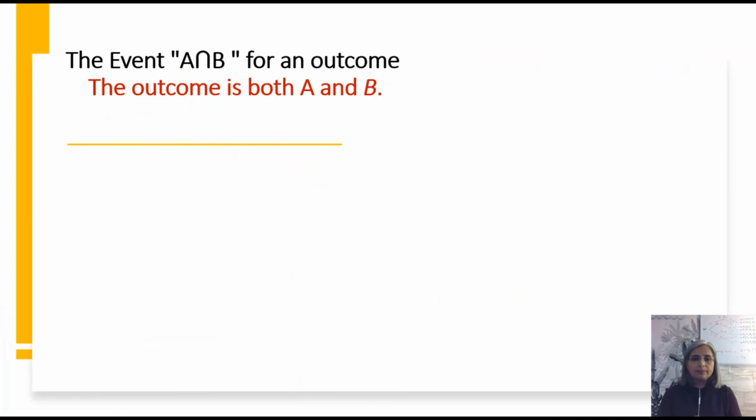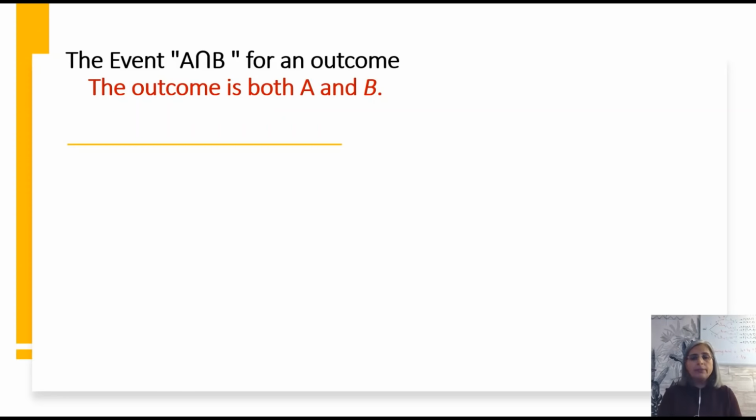And then we talk about the opposite of the union event, that is called the intersection event, A intersection B, for an outcome, which means that we want an outcome to be in both of the events A and B. So you don't have a choice here. Here, the outcome has to be in both the events A and B.